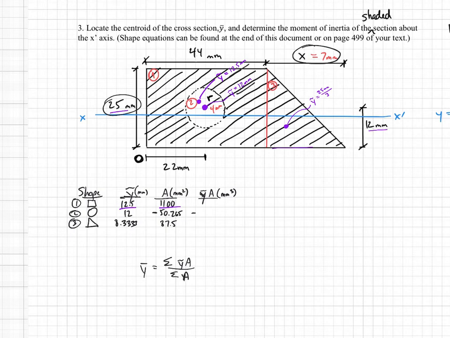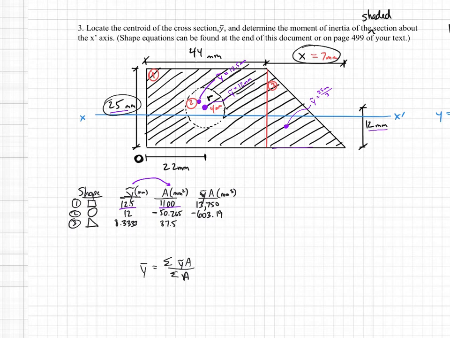So let's go ahead and do the math there. What we're going to do is multiply this column by that column. So 12.5 times 1100 is 13,750. For the next one, it's going to be this crazy number times 12, and we're going to get negative 603.19, which seems like a big number, but compared to 13,000 or 14,000, it really isn't.